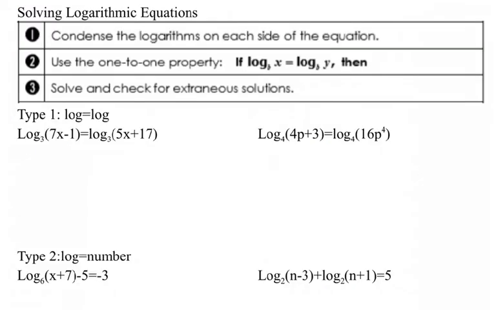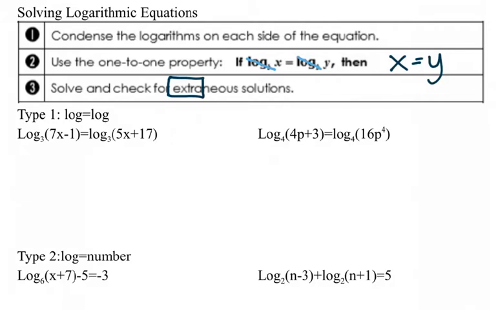Okay, so now let's look at solving logarithmic equations. So the first thing we're going to do is we're going to condense the logs on each side of the equation. So the word log should only happen once is what it's saying. Number 2, I'm going to use the one-to-one property. So this says if they both have a log base b, then they can cancel out, and then x can equal y. And then we're going to solve and check for extraneous solutions. So this is a big word, but just think about extra. So that means anything that when you plug it back in, it doesn't work.